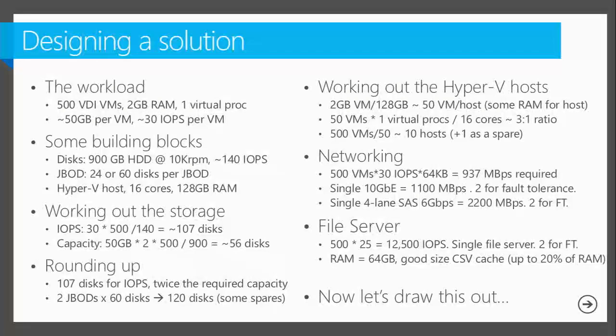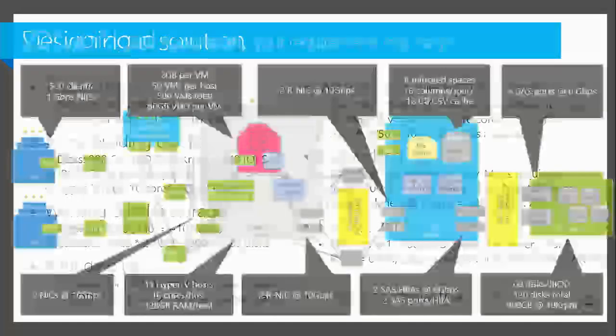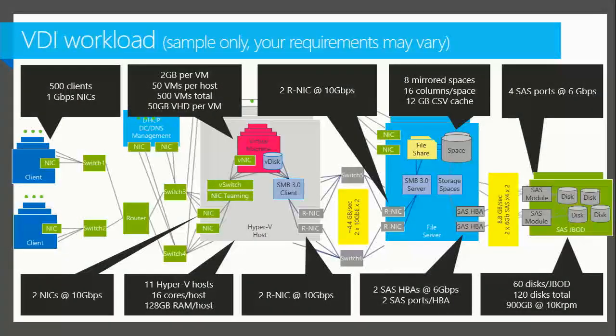Okay? So how does this show in the end? So 500 clients, right? 2 gigs per VM, 50 VMs per host. Here's my 2 RNICs at 10 gig, 8 mirrored space, 16 columns, and then you have the 4, and you can kind of do the math.